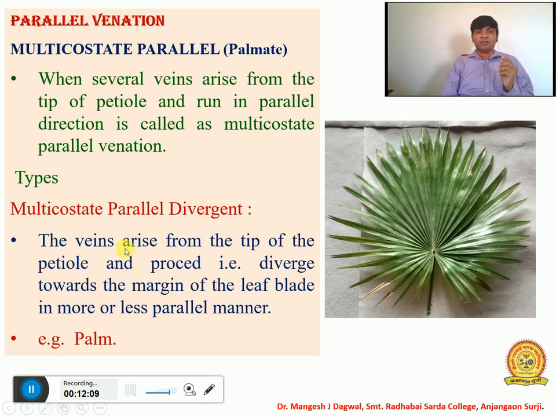What is divergent? The veins arise from the tip of the petiole and diverge toward the margin of the leaf blade. These veins diverge from each other in this manner, but they arise from a single point. They do not intersect with each other and do not form a network-like structure. Because of this it is called parallel venation, but this is the multicostate parallel divergent type of venation. For example, in the palm tree, we can see the leaf which shows the divergent type of venation.